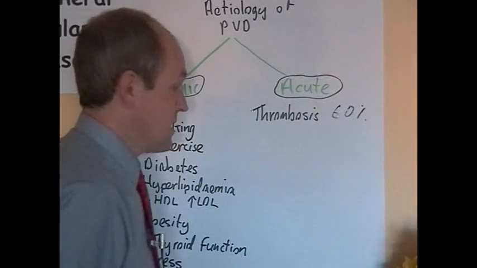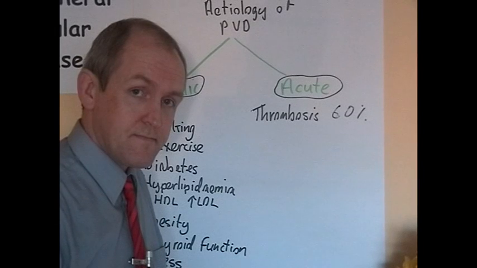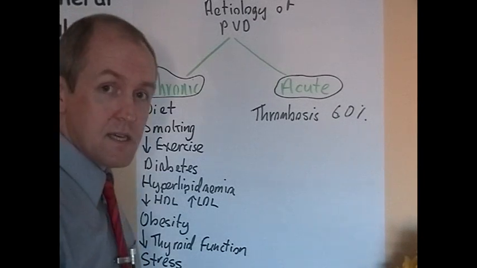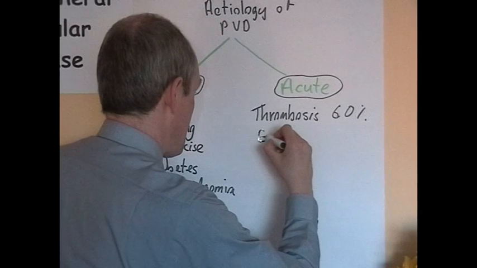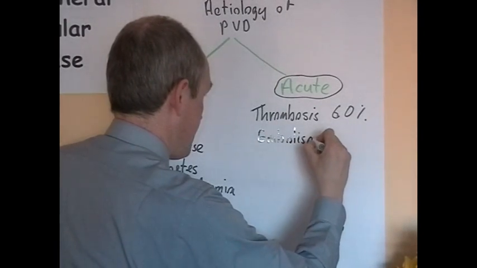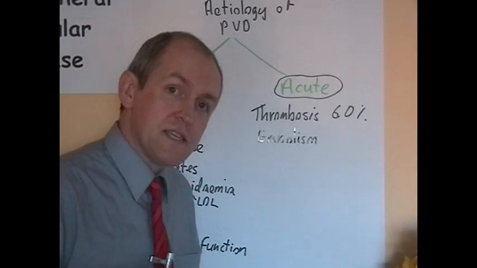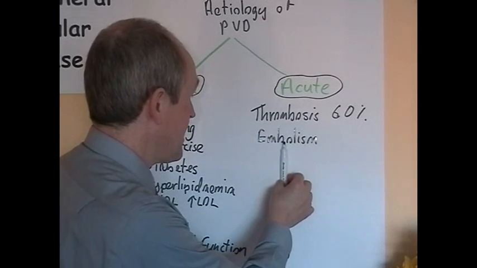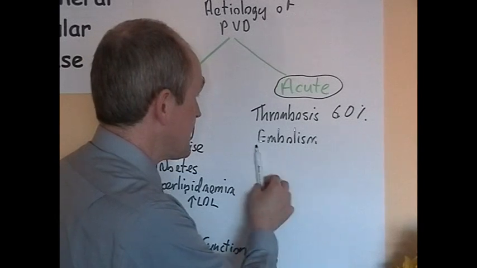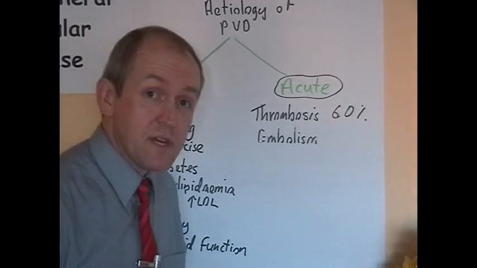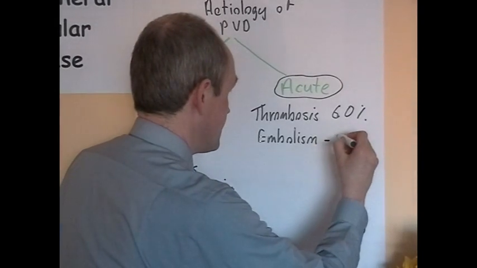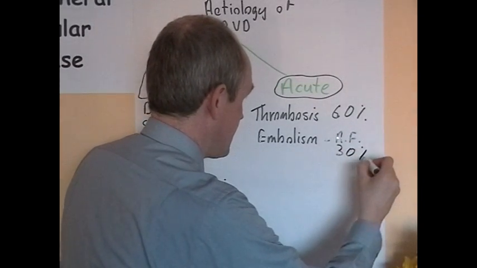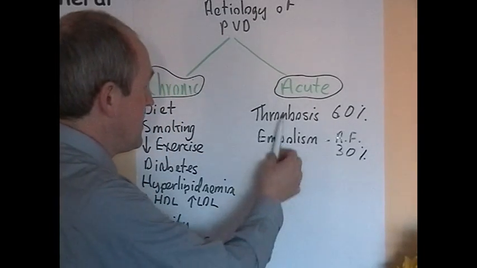Most cases of acute limb ischemia occur as a result of thrombosis. Another possible cause of acute peripheral vascular disease is an embolism. Now, an embolism, remember, is anything that is going to travel around in the blood. In the case of peripheral vascular disease, most emboli will originate in the left atria as a result of atrial fibrillation. Maybe 30% of cases are caused as a result of embolism.